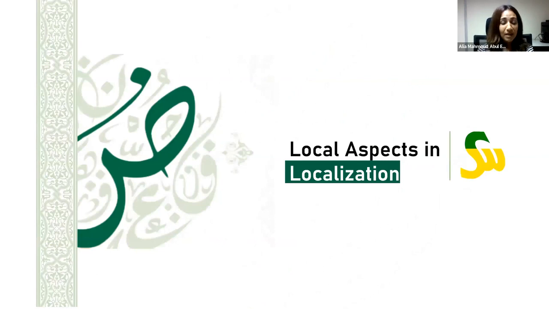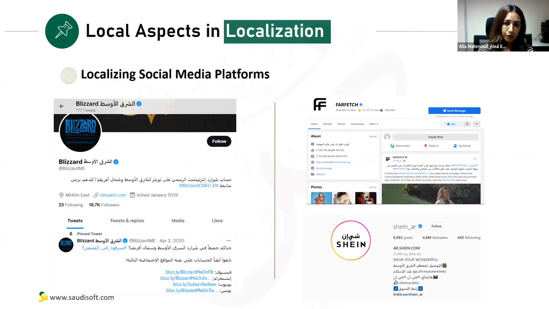So of course, one of the main questions that we receive from our clients is how they can incorporate local aspects in localization. And here are some examples. The first point to consider when you're localizing is to localize your social media platforms into Arabic. As stated earlier, social media usage is very high in the region, and you may consider localizing your posts on a specific platform based on the country you are targeting.